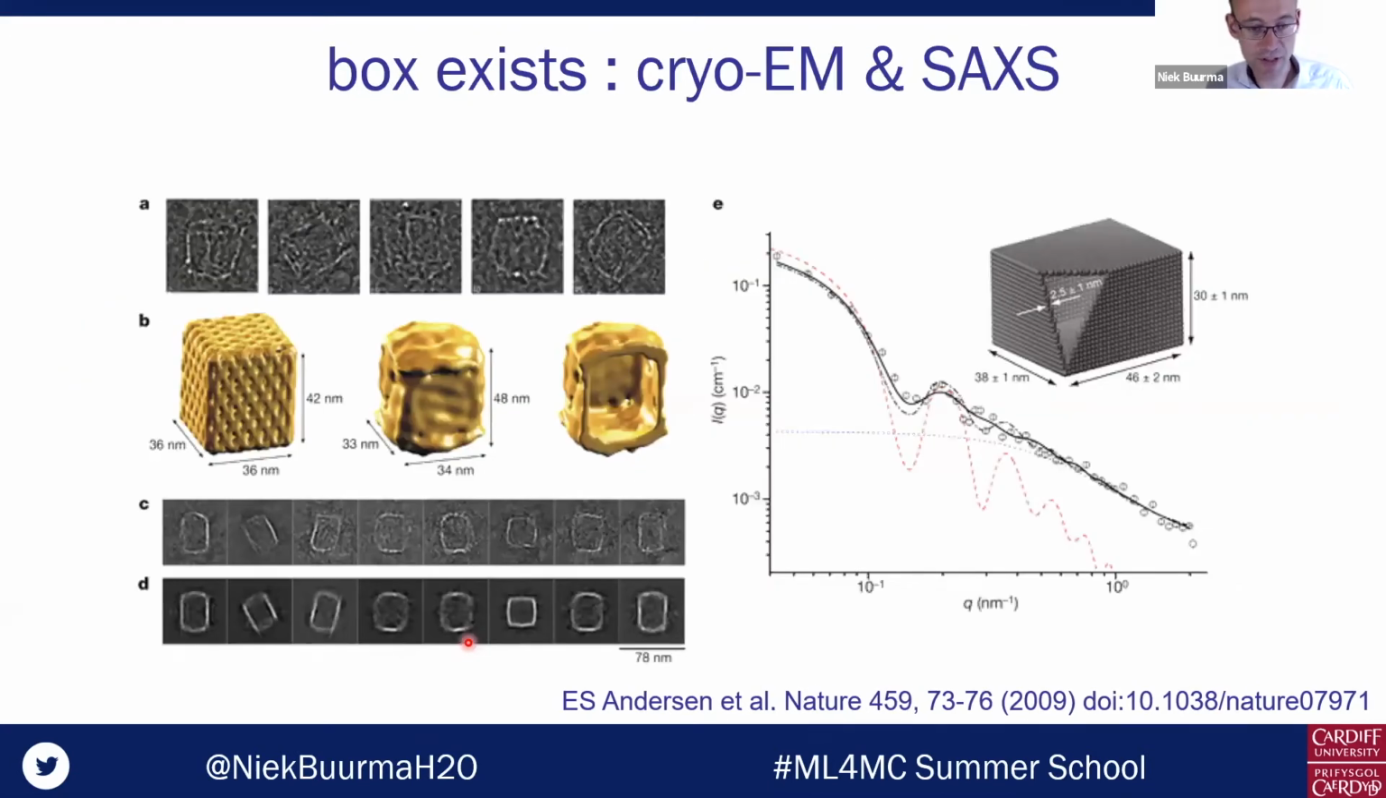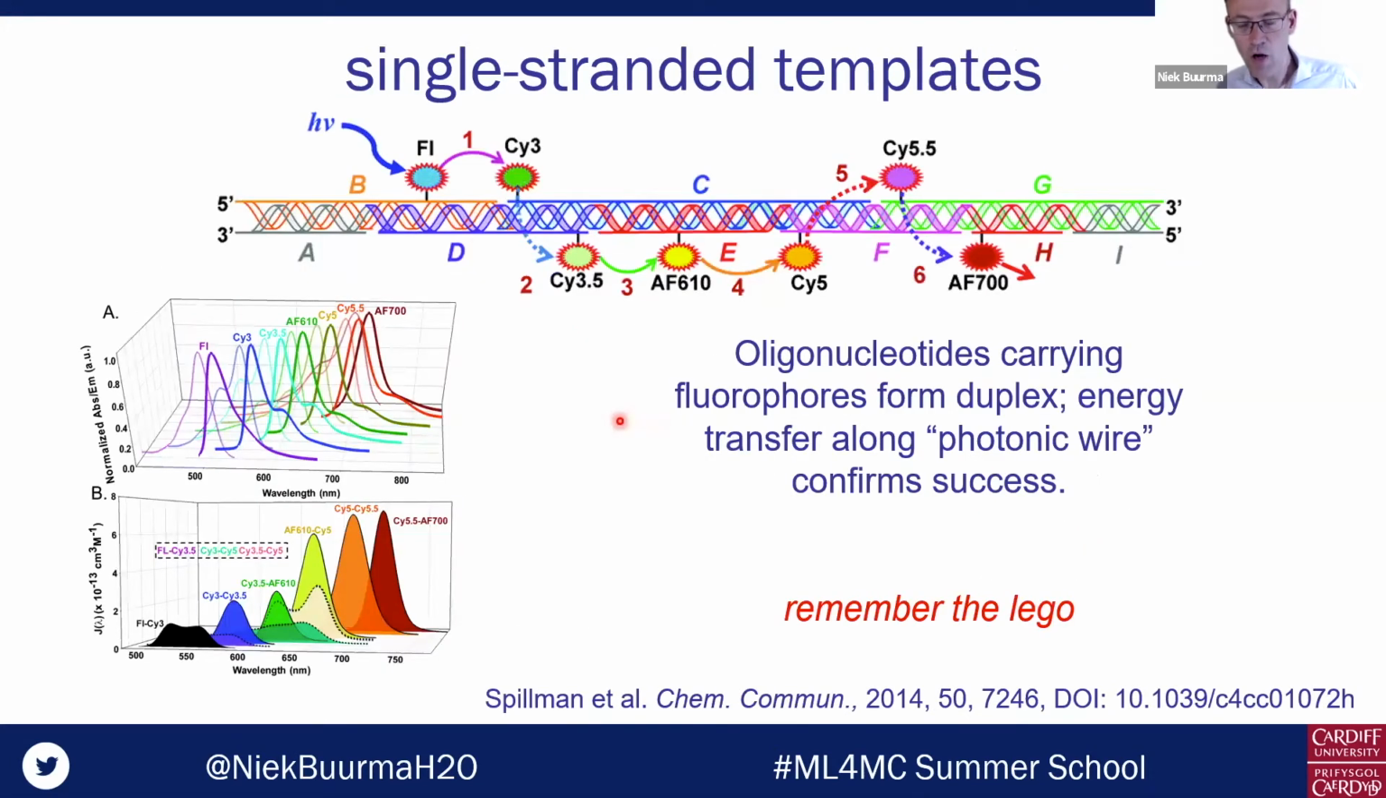Does the box exist? Yes, the box exists. As you can see here, cryo-electron microscopy and small angle X-ray scattering are all consistent with the formation of this particular box. And the box is hollow on the inside as well. Okay, so that's one thing. We have structures that are made completely out of DNA. And we've seen that we can make flat structures and we can make three-dimensional structures.